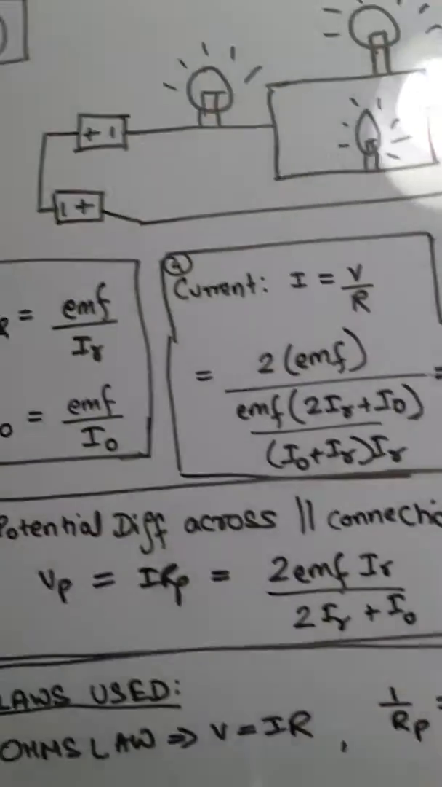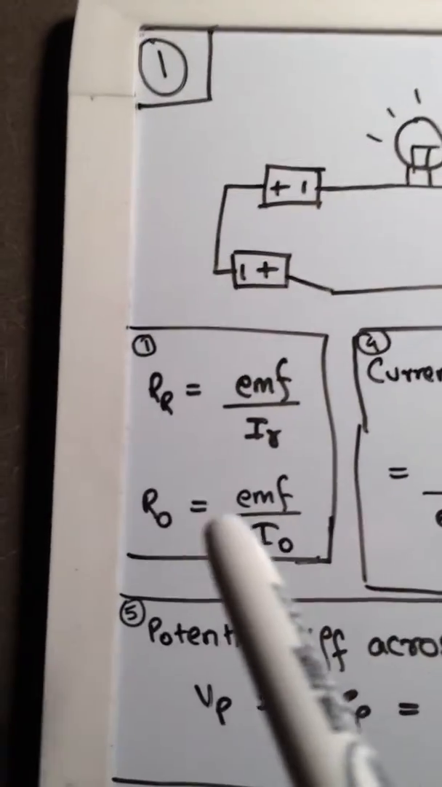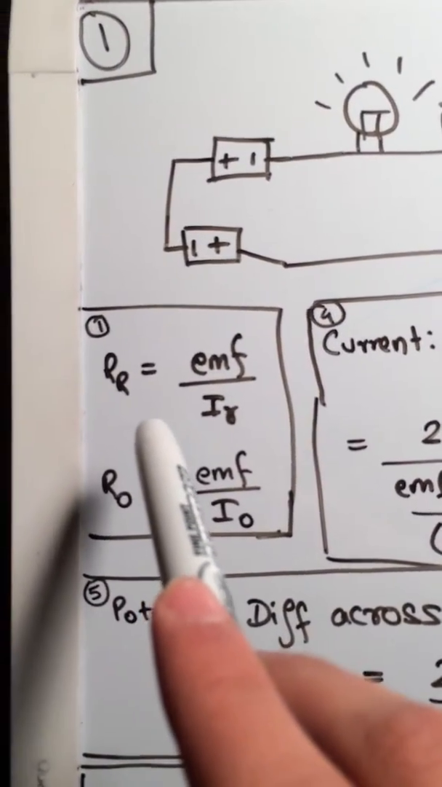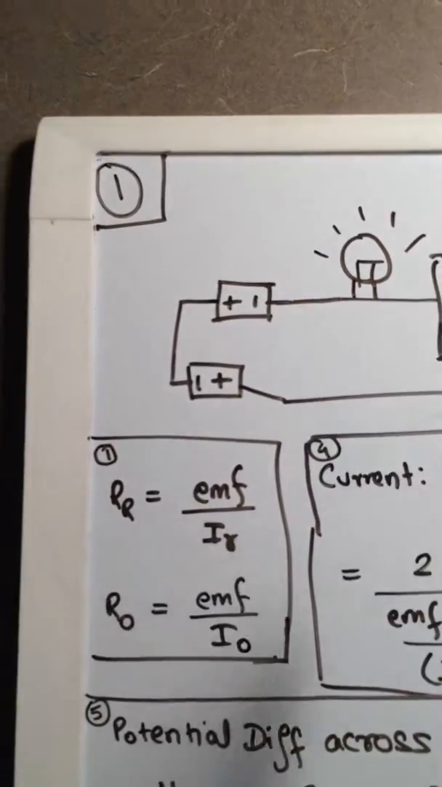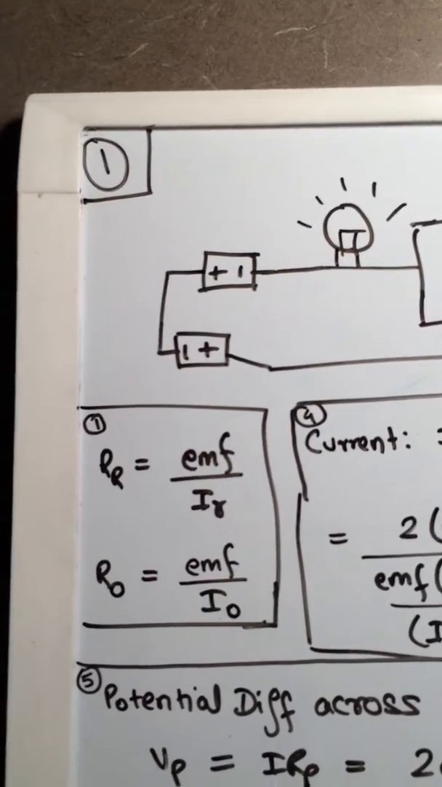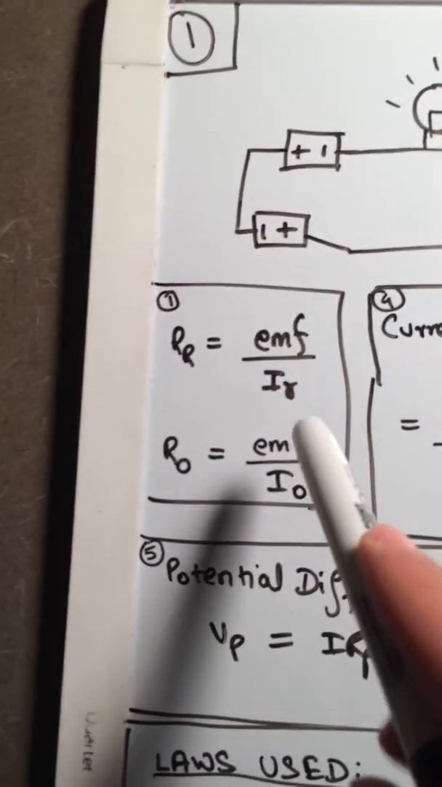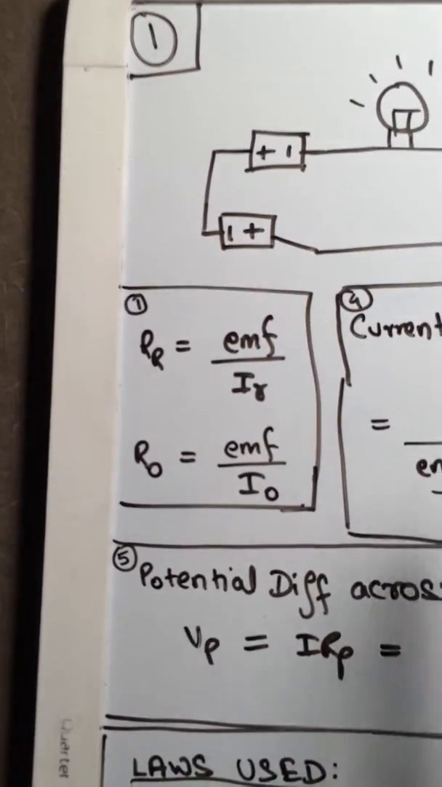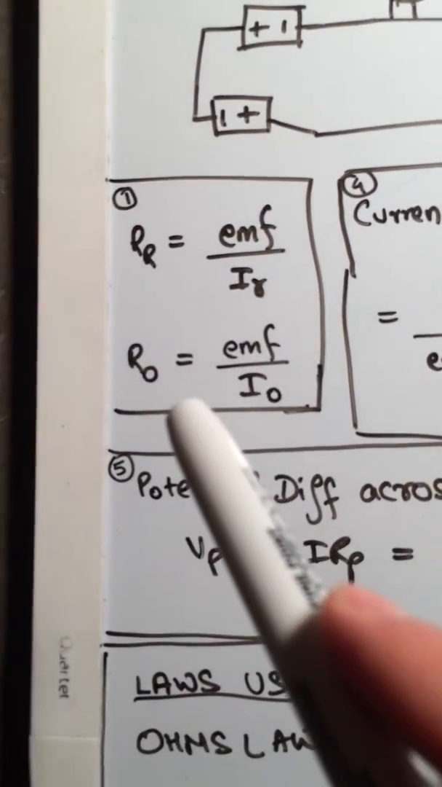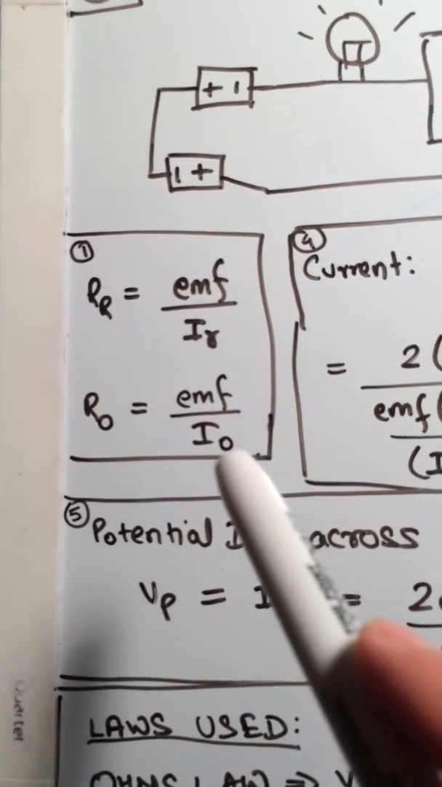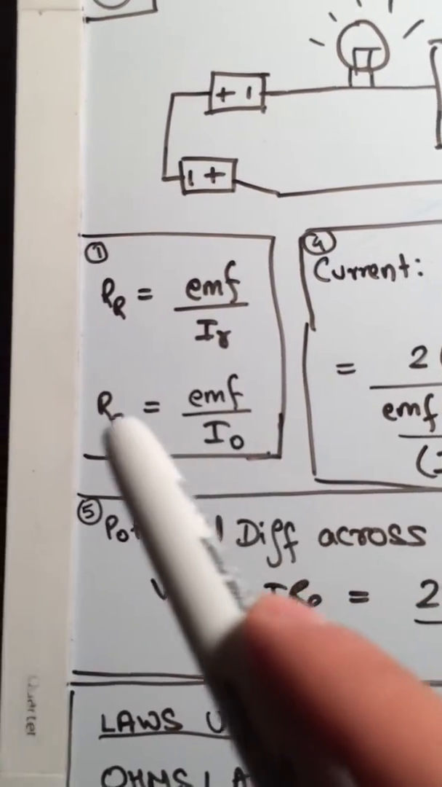So from the problem itself, we know that the resistance of a single round bulb, when it is connected to one of the batteries which produces an EMF equal to EMF, is equal to EMF over IR, where IR is a given value. Similarly, for the oblong bulb, we know IO and EMF, then that resistance is equal to EMF over IO.